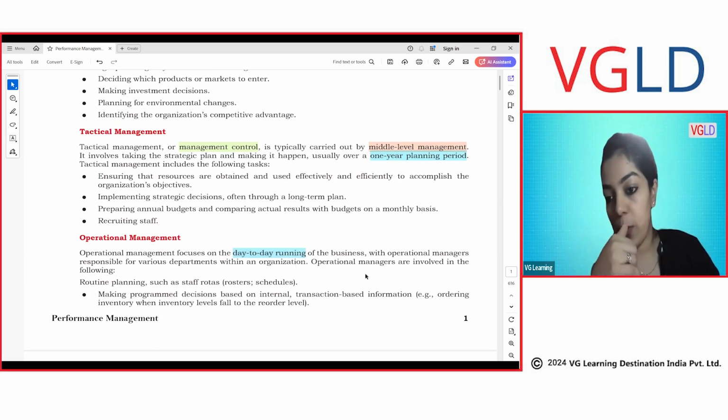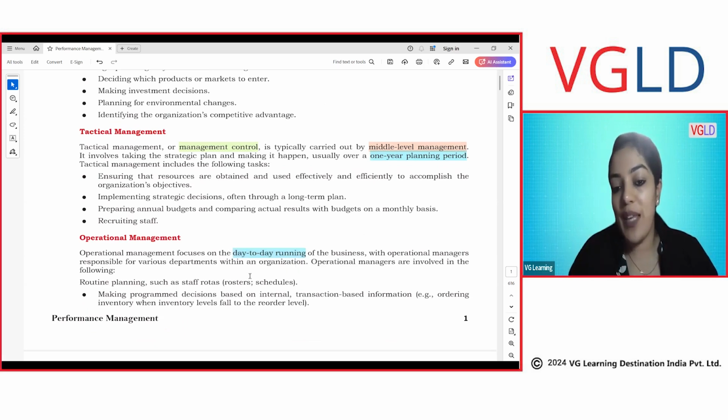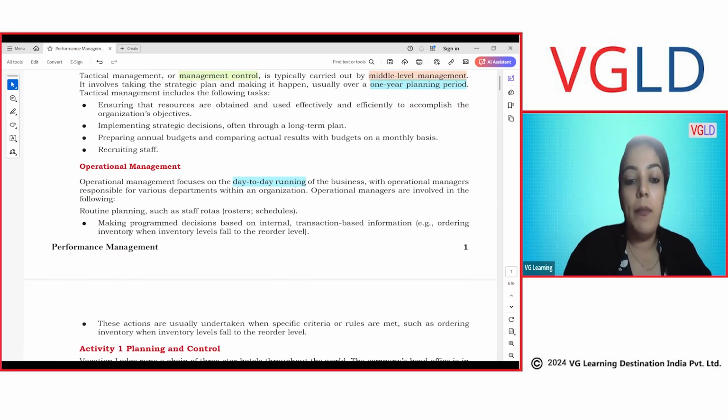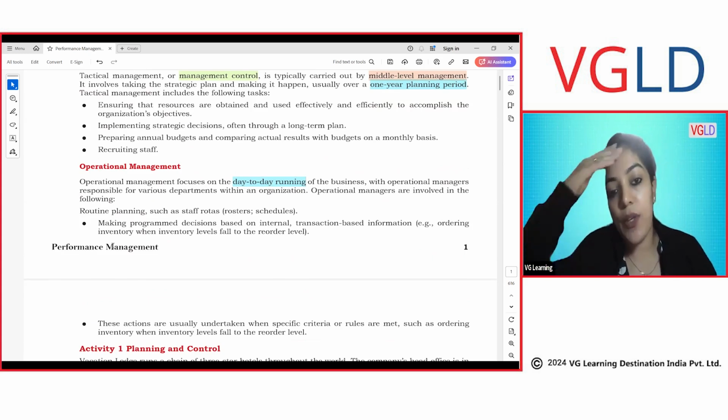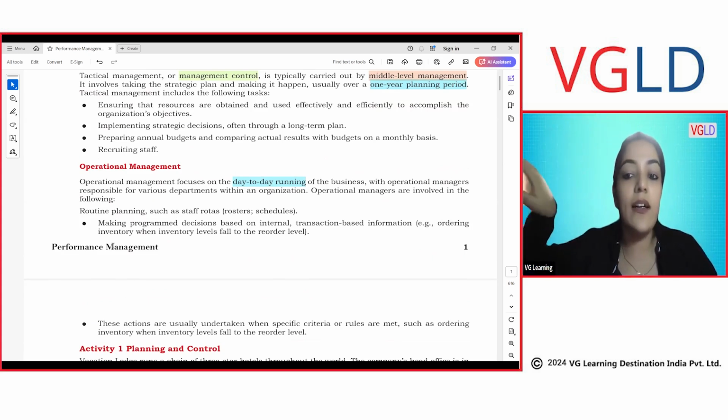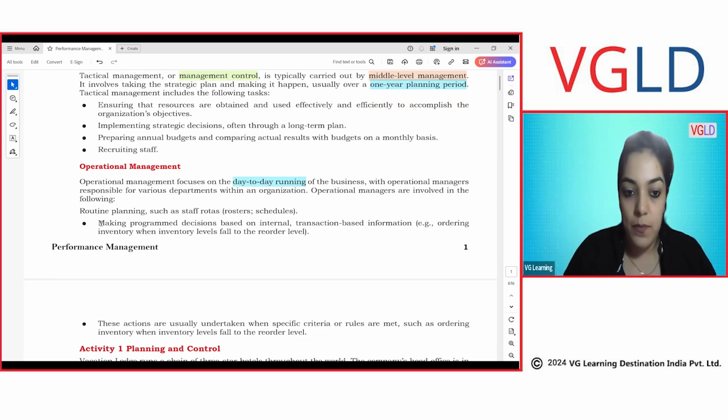Day-to-day running of the business is handled by operational managers, who are responsible for various departments within an organization. Operational managers are involved in routine planning, such as staff rotas, rosters, or schedules. Rotas are basically schedules. They make programmed decisions. So these are very systematic decisions, because operational management is the lower level of management.